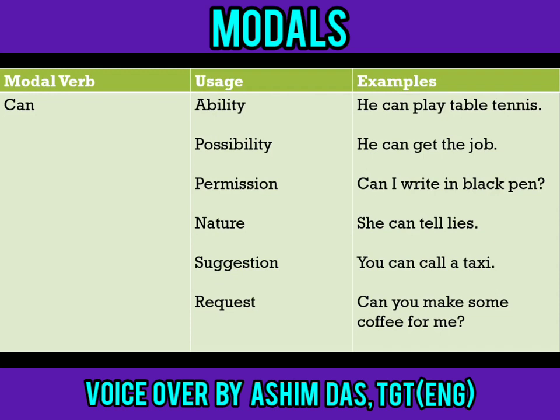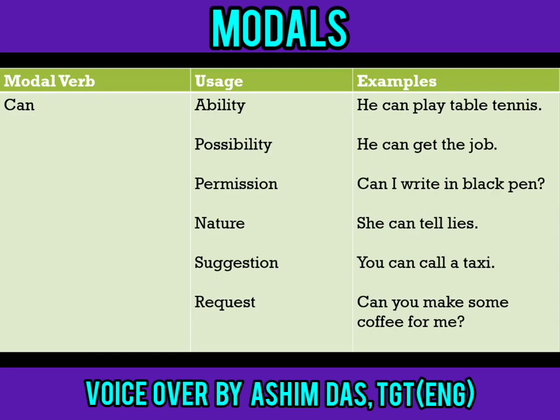The fourth usage is to define nature of someone. Example, she can tell lies. The fifth usage is to make a suggestion. Example, you can call a taxi. The sixth usage is to make informal request. Example, can you make some coffee for me? So, these are the various uses of the modal verb can. That's all for the word can.